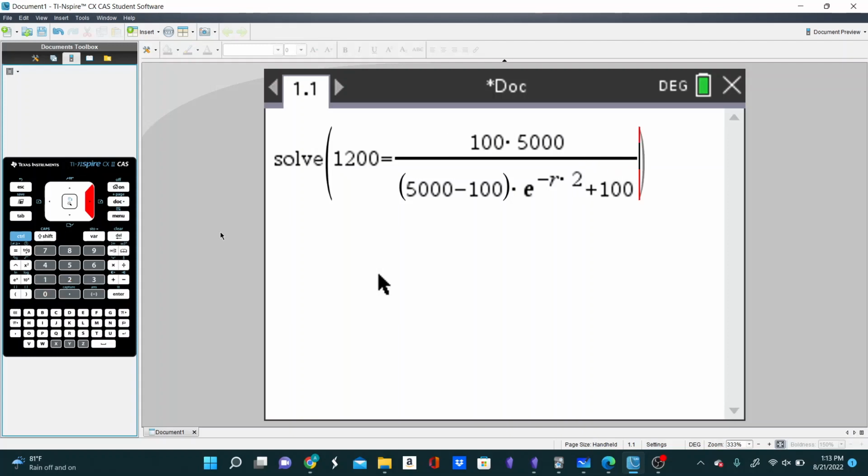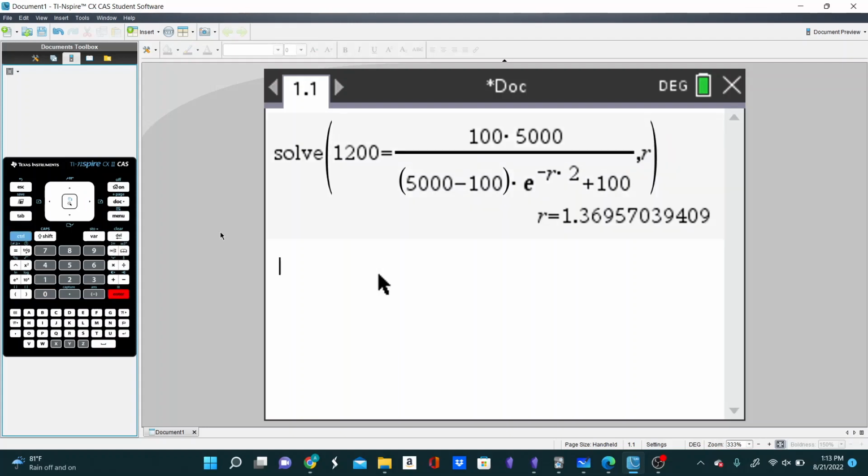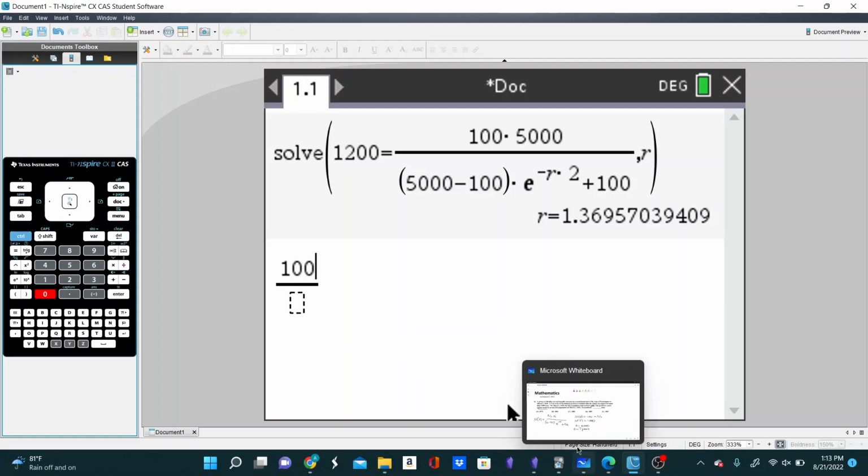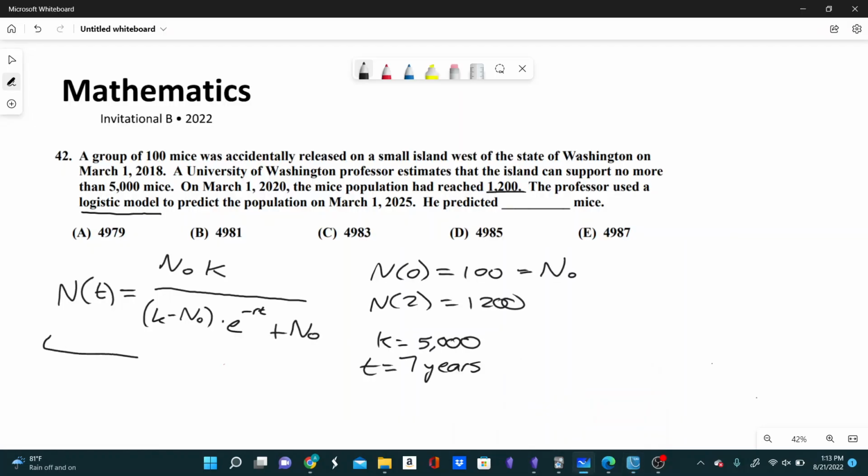So if I do this and then comma r, this should tell us the growth rate. So this looks like it's going to be 1.37. So then we can just use this, but plug in time equals 7. Same thing. Our numerator is going to be the same. It'll be the initial population, and this is all coming from this formula, by the way. So for N of 7, I would just take this formula and plug in time equals 7. That's all I'm doing here.